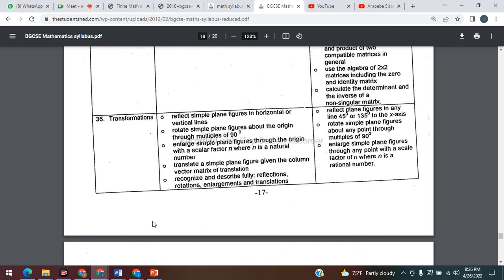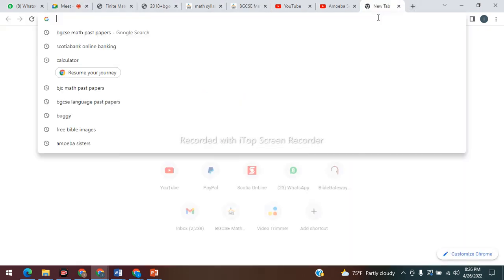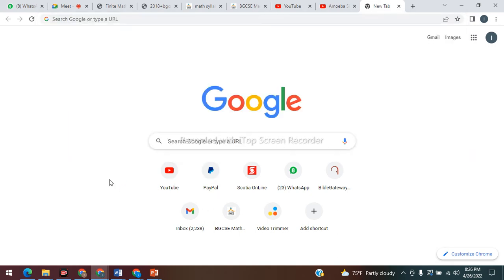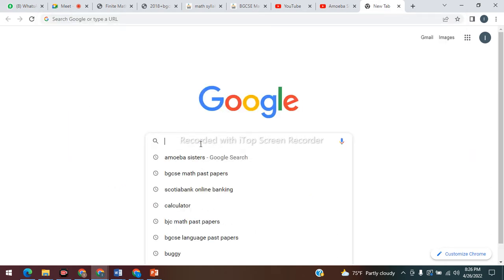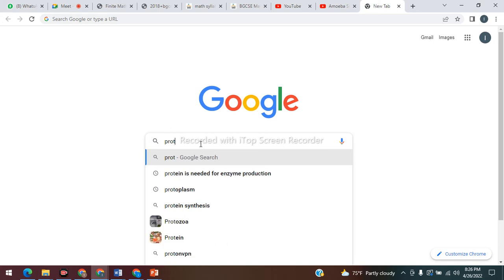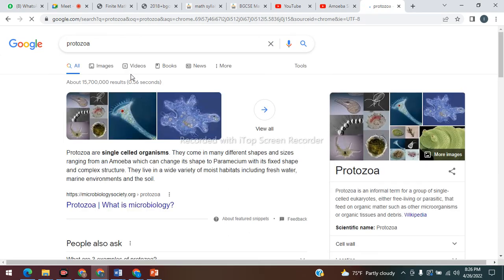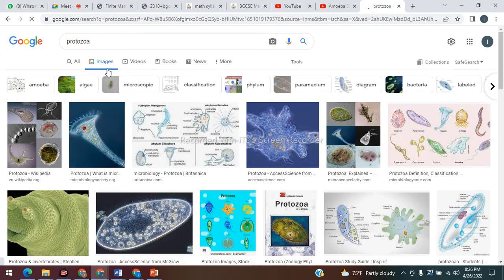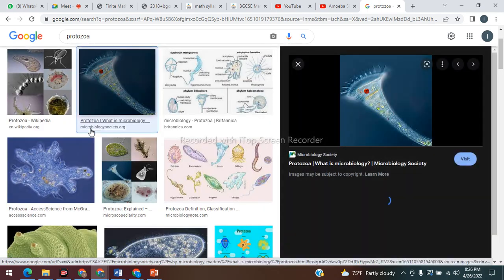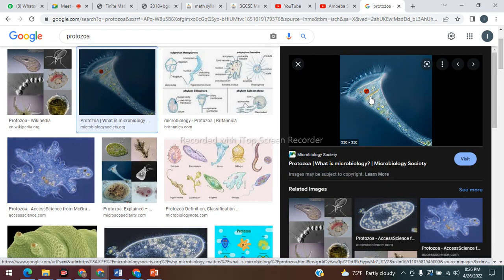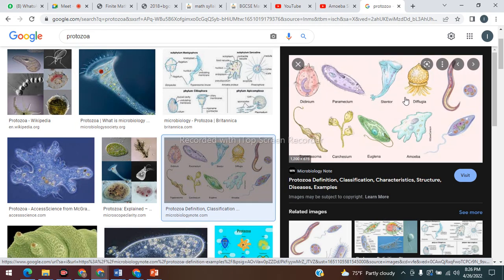Okay. Now let me just show you some pictures of what I mean by protozoa. Of course you expect them to be microscopic. You know what I mean by microscopic, right? Very small, stuff that we see using a microscope. Protozoa are basically one cell. There's a protozoa under the microscope. These are the different types of protozoa, like the one I said before, the paramecium, the amoeba, right?